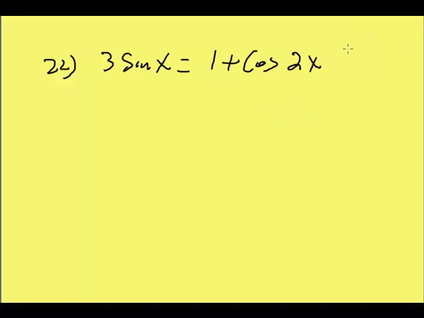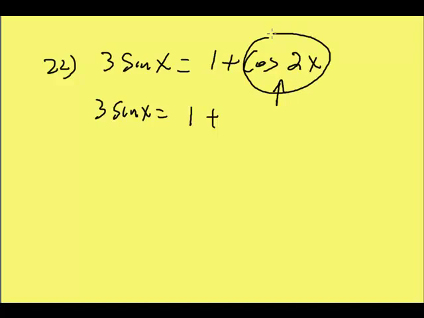Again, we have sine and cosine. What's that? Is that 2x? That means I can use a trig identity there. What trig identity should I use for this one? Okay, 1 minus 2 sine squared x. But now everything's in sine.